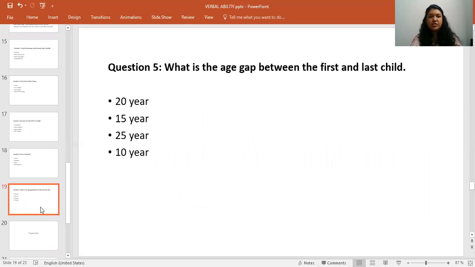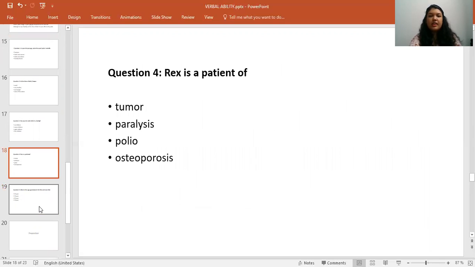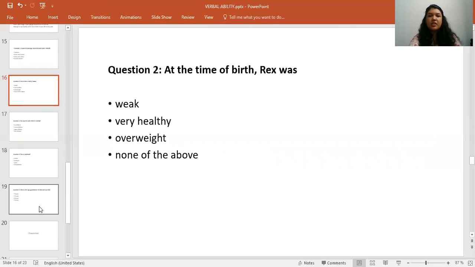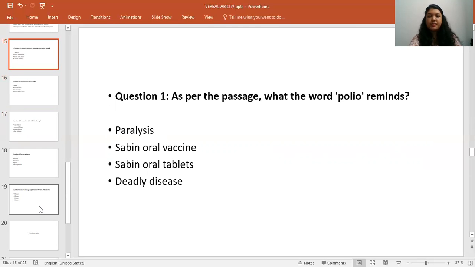We'll start with the last question. What is the age gap between the first and the last child? That is the last question they have given. Rex is a patient of. The next question is, Rex was the sixth child in a family of. Second question, at the time of birth, Rex was. And the first question, as per the passage, what the word polio reminds.